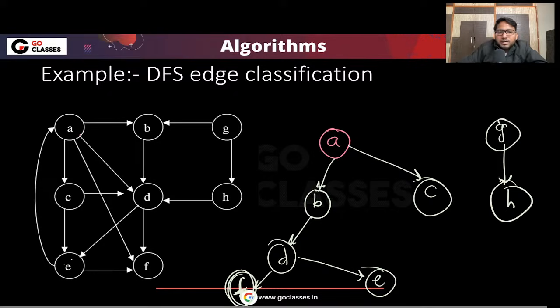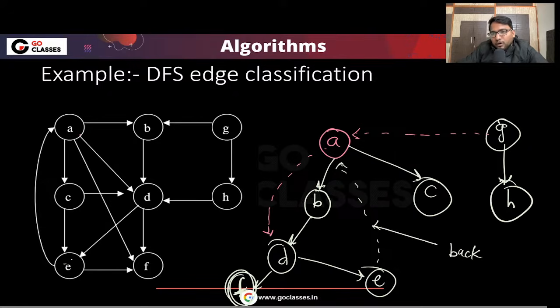Now, as you notice here, there are many edges which I have not drawn because they are not part of the tree. For example, this edge I have not drawn. For example, E to A I have not drawn. There are many edges I have not drawn. Those other edges have been classified into other parts. A to D, this edge also I have not drawn, right? Okay. So see, this edge is called a back edge. What is this back edge?